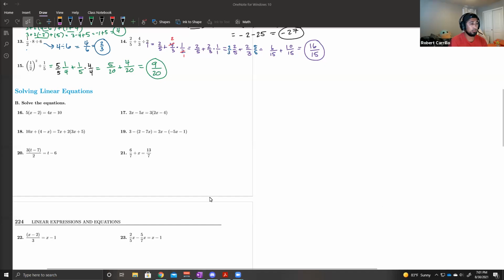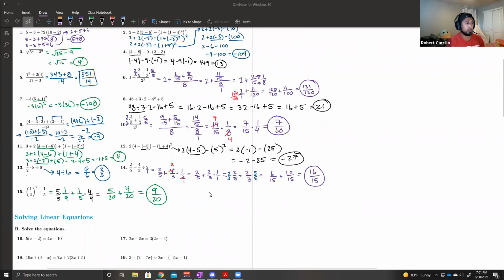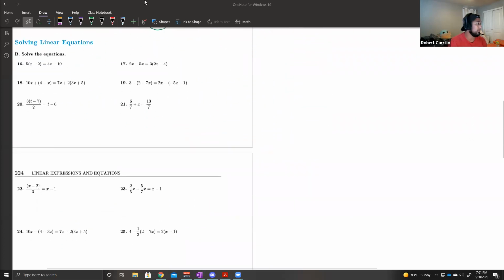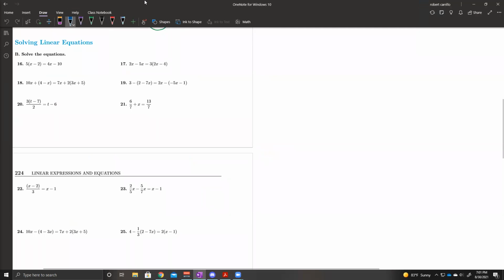And we're gonna pick up right where we left off. So we finished order of operations, and now we're gonna jump into solving linear equations. Okay, so on these, we are going to be solving for x. So we're gonna start with number 16.